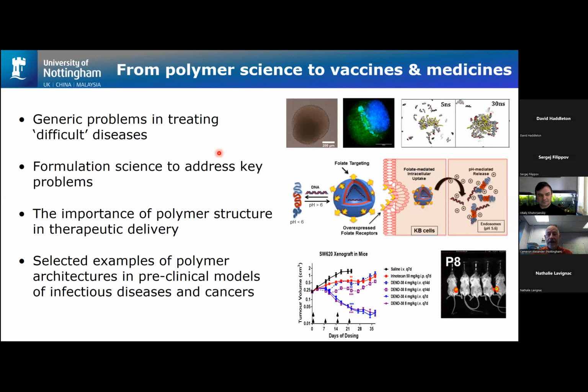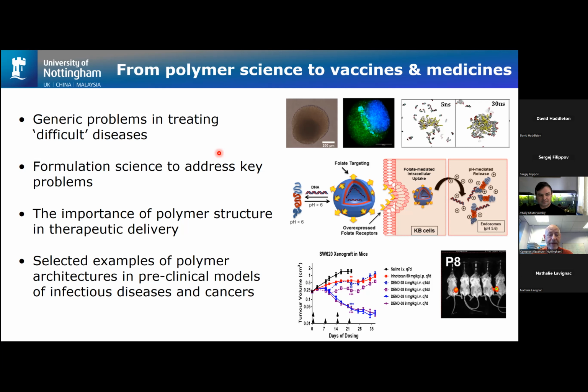And so we've been looking at a range of different formulation parameters to address some of the key problems in difficult diseases. And what I hope to show today is that polymer structure is actually very important in therapeutic delivery. And actually, it was nice that one of the earlier talks cited one of our papers, which I'm going to talk a little bit more about later on polymer size and structure and architecture.